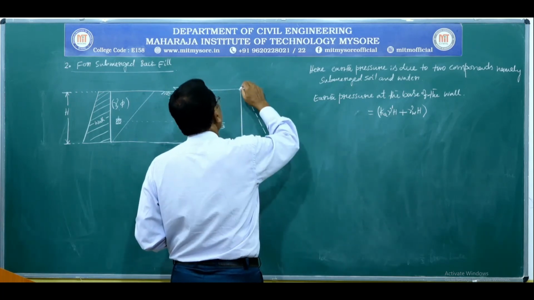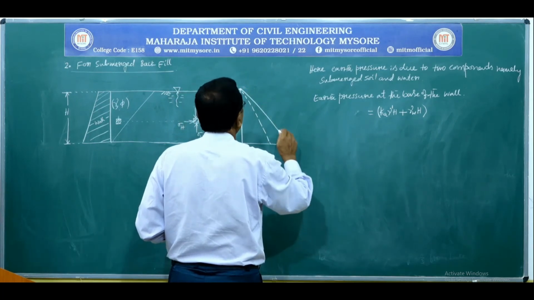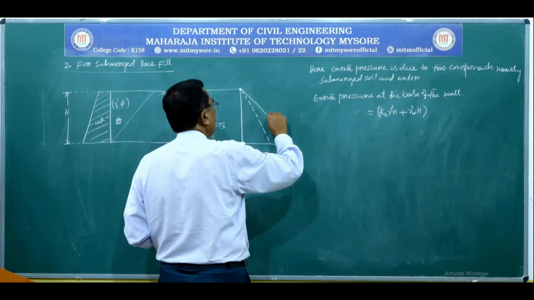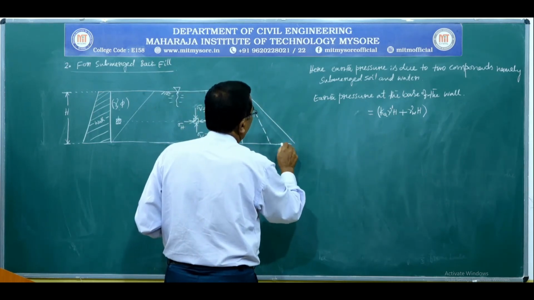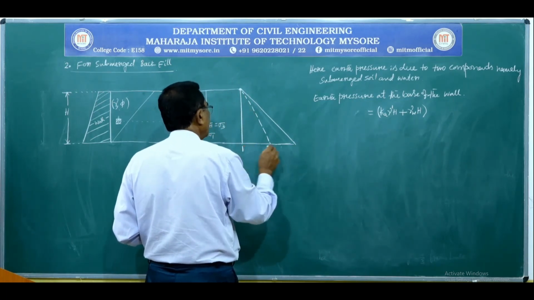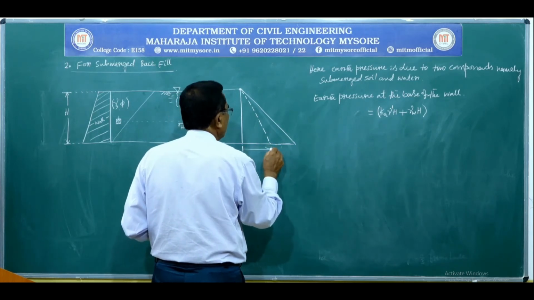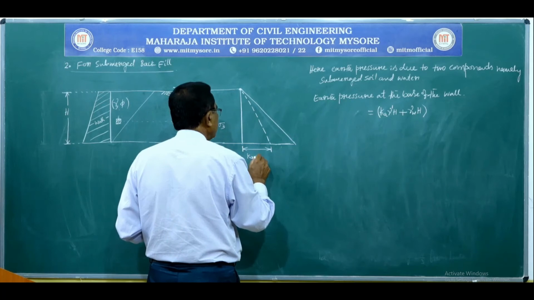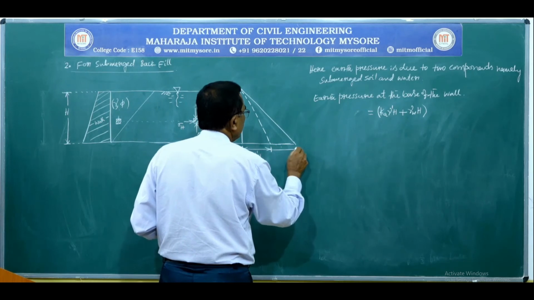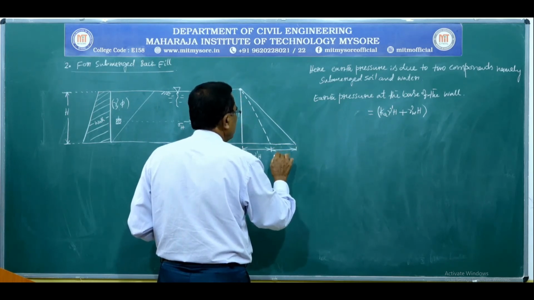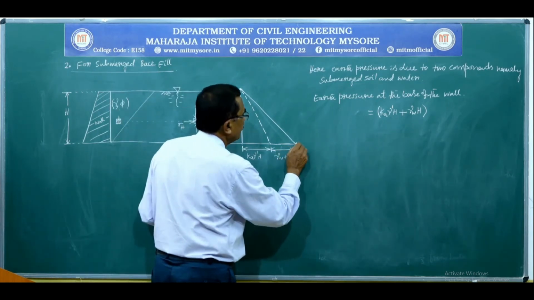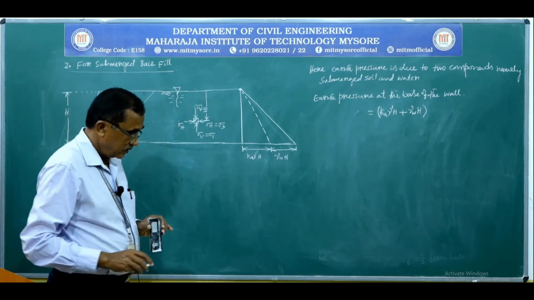Like this I can show two components. One is due to submerged soil, another is due to water. You can show them separately or fully. This is the submerged weight of soil, Ka gamma dash H, and this is due to water. This is gamma W into H.